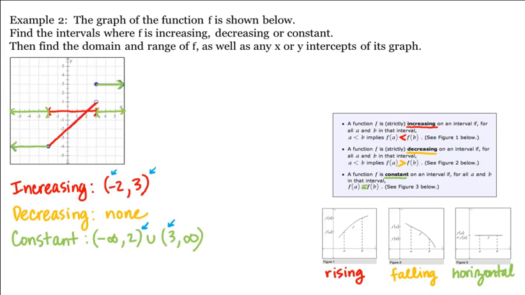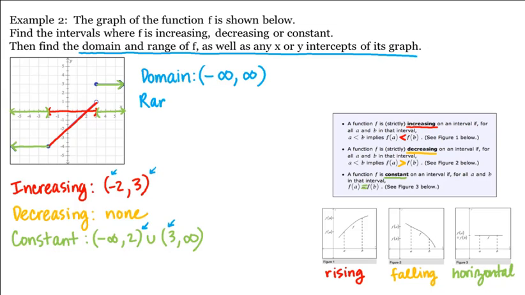All right, it still remains to find the domain, range, and any intercepts of the graph. So the domain here is the set of all x coordinates of points on the graph. And looking here, every x value will be in the domain. That is, the domain is the interval from -infinity to infinity.